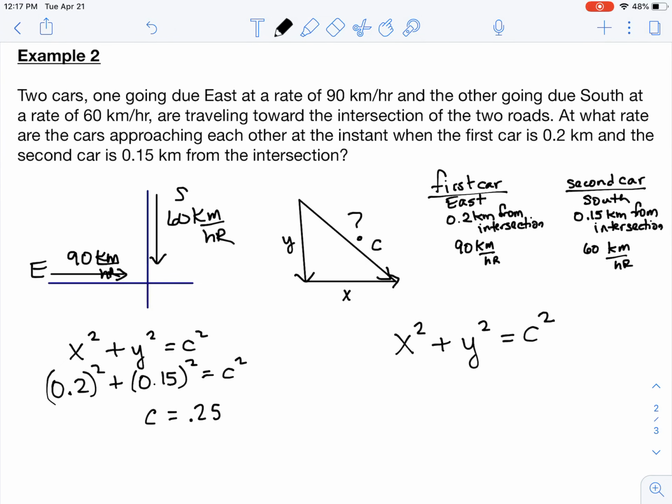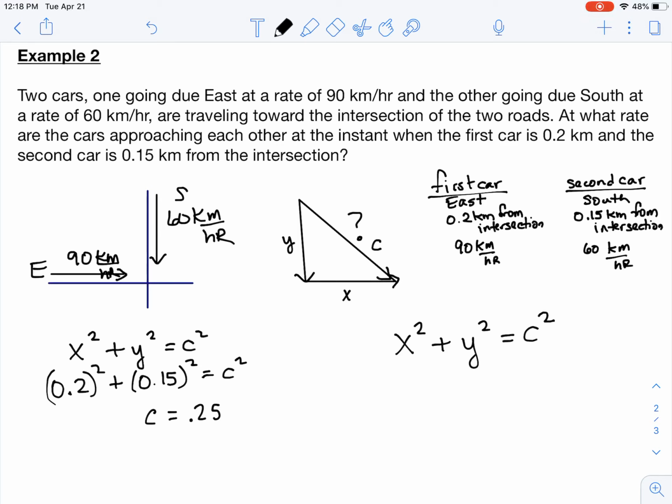Okay, so here's example number 2. 2 cars, one going east at a rate of 90 kilometers per hour and the other going due south at a rate of 60 kilometers per hour, are traveling toward the intersection of the 2 roads. So I drew a little picture on the left. You can kind of look at that. One's going to the east, one's going to the south. At what rate are the cars approaching each other?